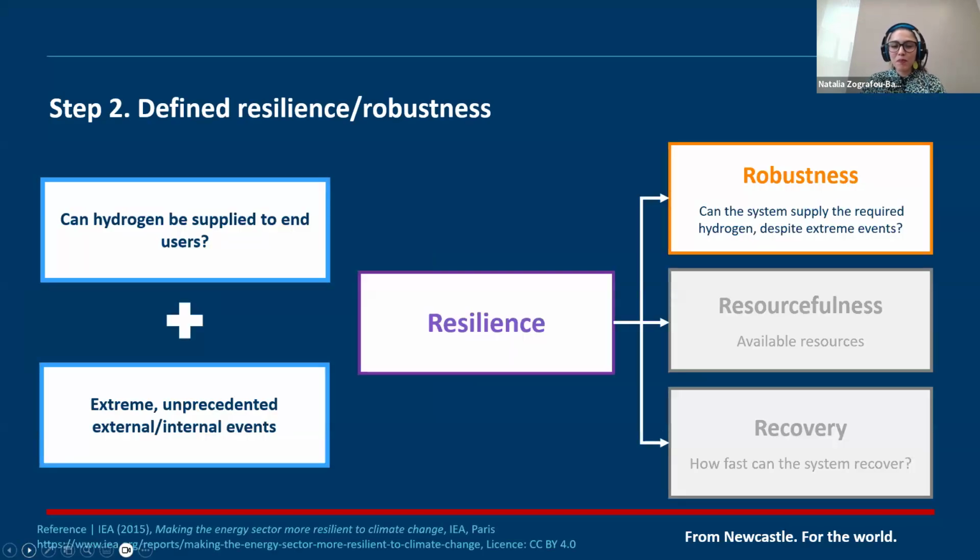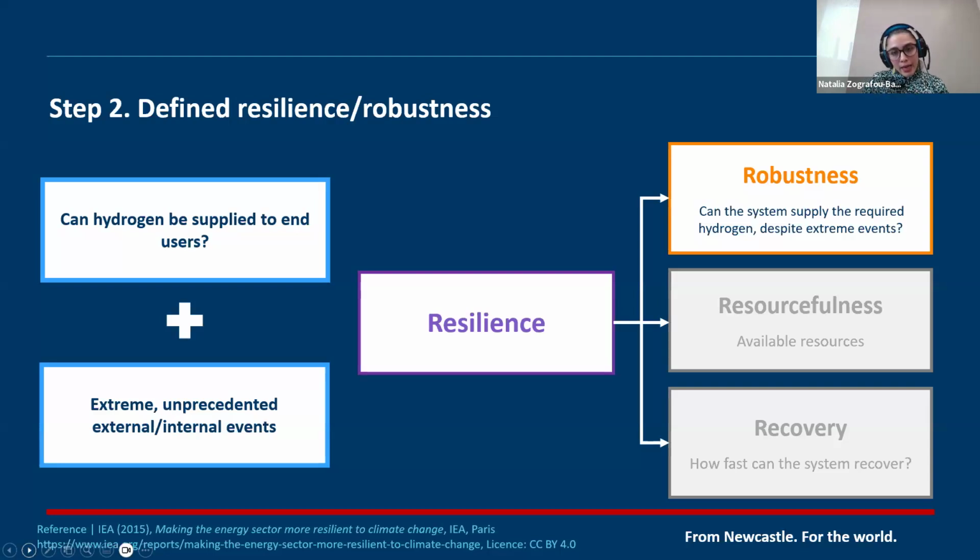Next slide, please. So given that, as we can see on the left, we have defined that our question is, can hydrogen be supplied to end users when an extreme event occurs? According to the International Energy Agency, robustness is a component of resilience. So for this work, we have defined robustness as: can the system supply the required hydrogen despite extreme events? So how robust is your system when something has happened to it, when it has extreme pressure?